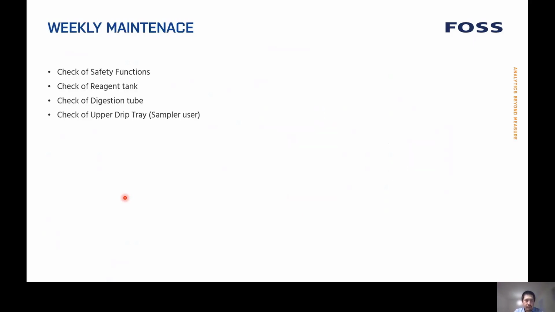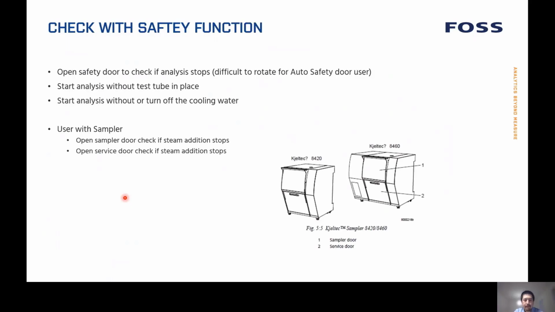Then we have some weekly maintenance. You have to check the safety features, check the reagent tank, also check the digestion tube, and also check the drip train in the auto-sampler if you have an auto-sampler. For the safety features, you try to open the door during the analysis to ensure the analysis will be stopped.